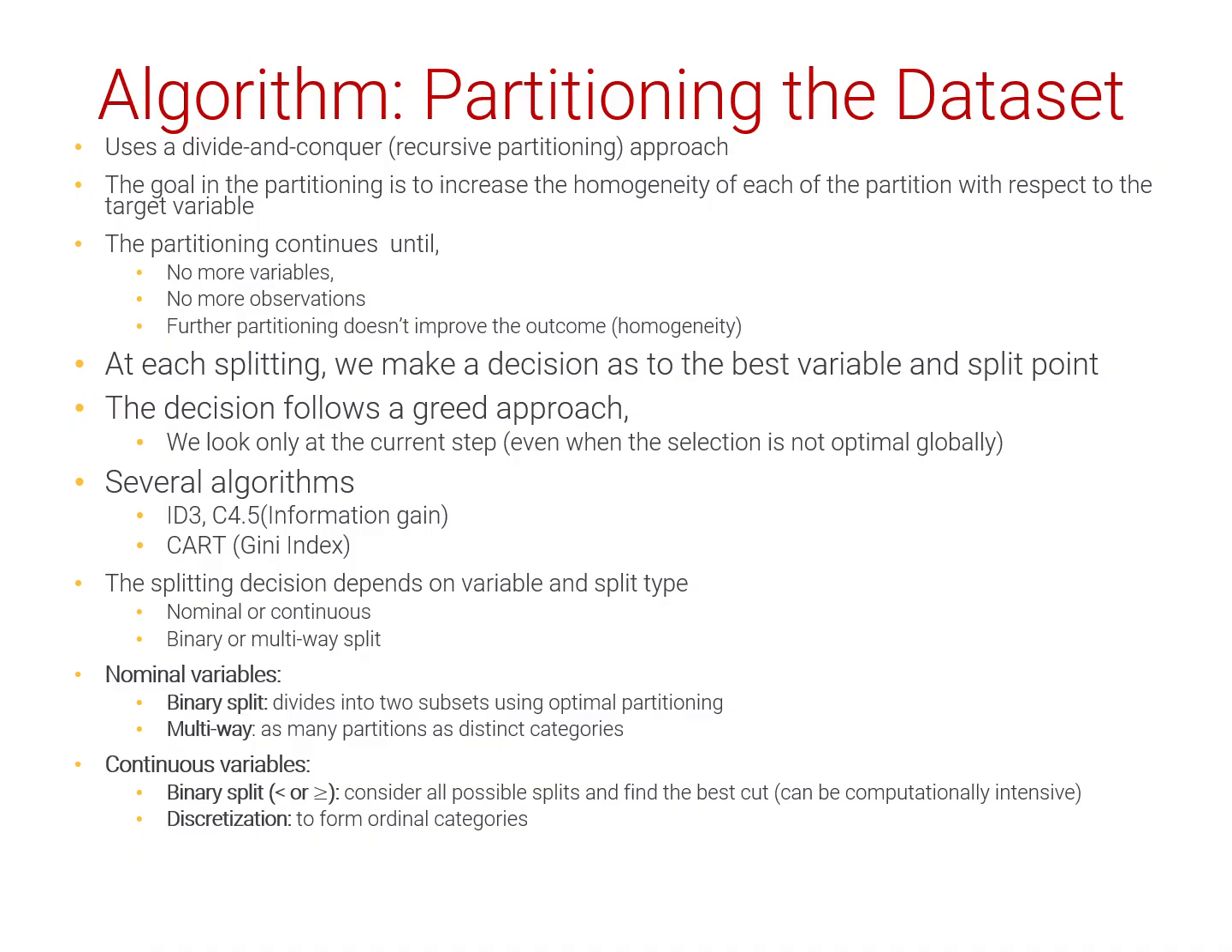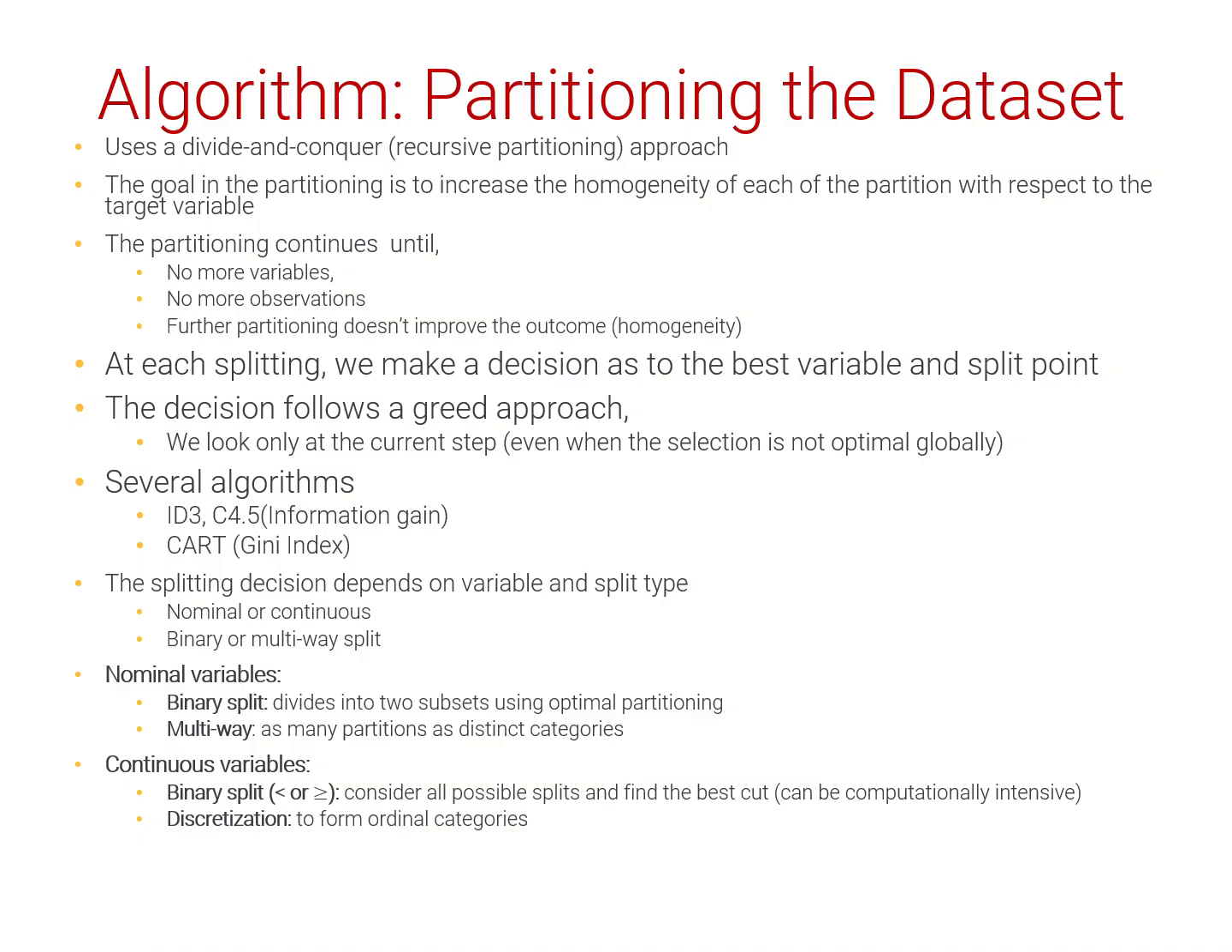The algorithm then evaluates each available variable and determines the best split point to create the most homogeneous subsets. This decision is made based on a specific criterion, such as information gain or the Gini index, which measures the purity or impurity of the resulting partitions. The splitting process continues recursively for each resulting subset. The algorithm applies the same evaluation and decision-making process to each subset, considering the remaining variables and potential split points.